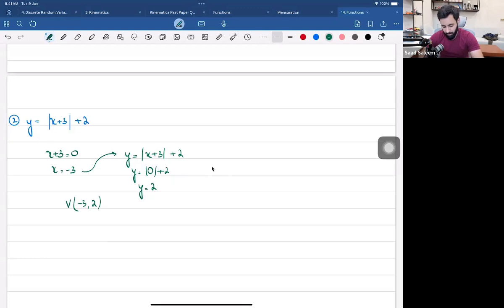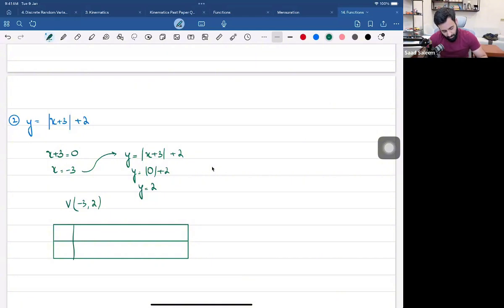Now what do we want? We want some points that are greater than minus 3 and some points that are lesser than minus 3. You can do it directly in your calculator, or if you don't have a calculator, if let's say this comes in a non-calculator paper, then do it using a table. So put minus 3, 2 in the center. Here we go. Now let's plug in 2 values greater than minus 3 and 2 values lesser than minus 3. So greater than minus 3, that could be minus 2, minus 1. Let's plug in minus 2, minus 1. So minus 2 plus 3 is 1, modulus of which will also be 1. 1 plus 2, that's equal to 3.